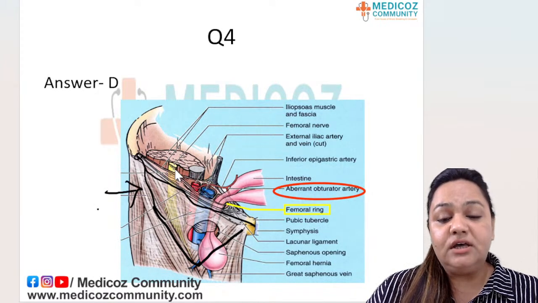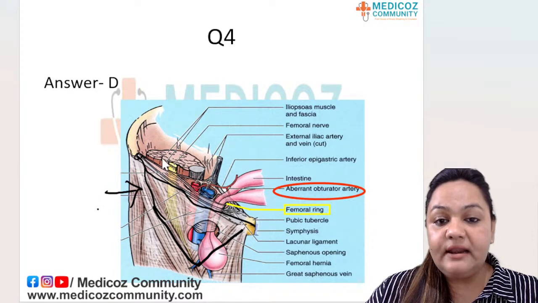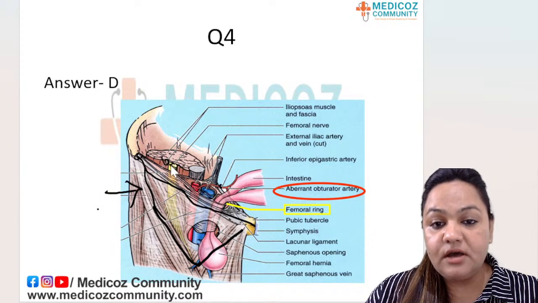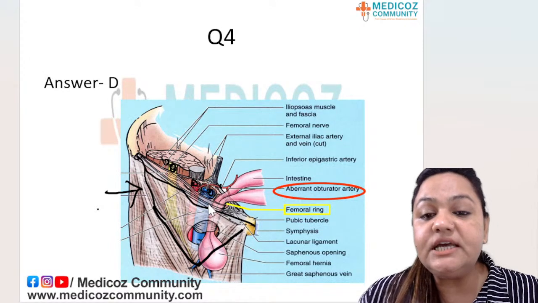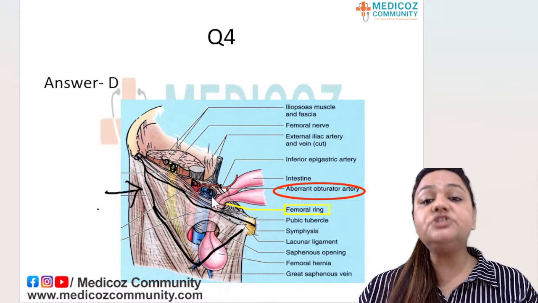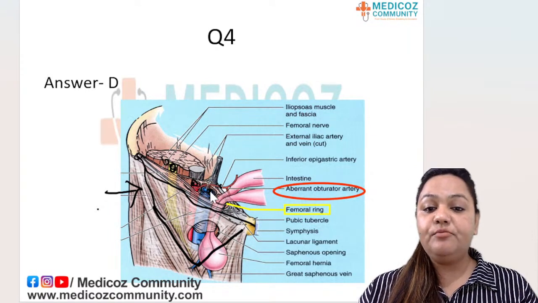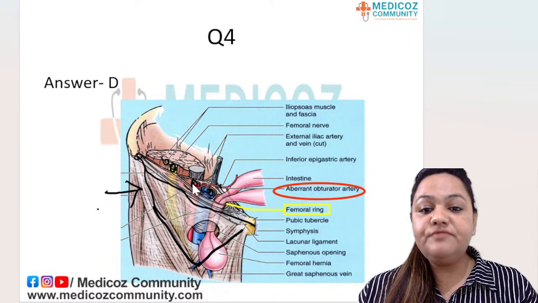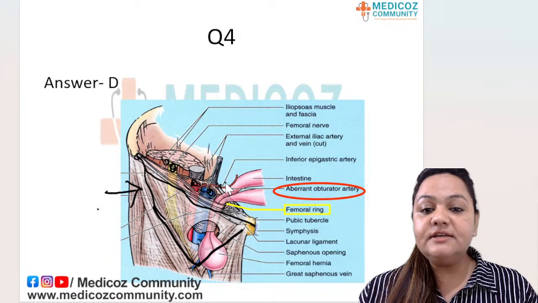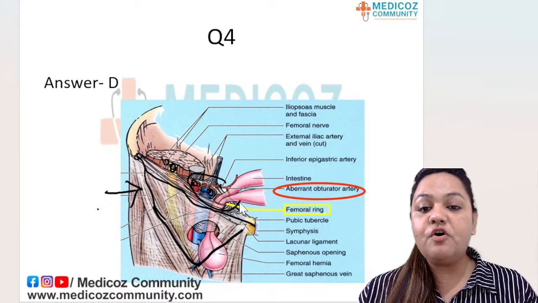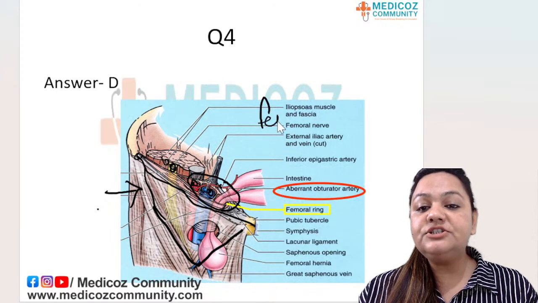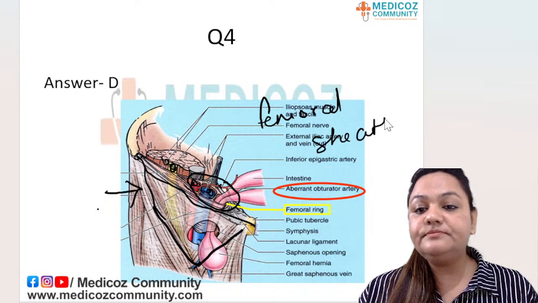Now there are the contents of this femoral triangle. Lateral to medially we have the femoral nerve, then we have the femoral artery, and most medially in this triangle we have the femoral vein. Now this femoral artery and femoral vein are covered with a sheath which is called the femoral sheath.